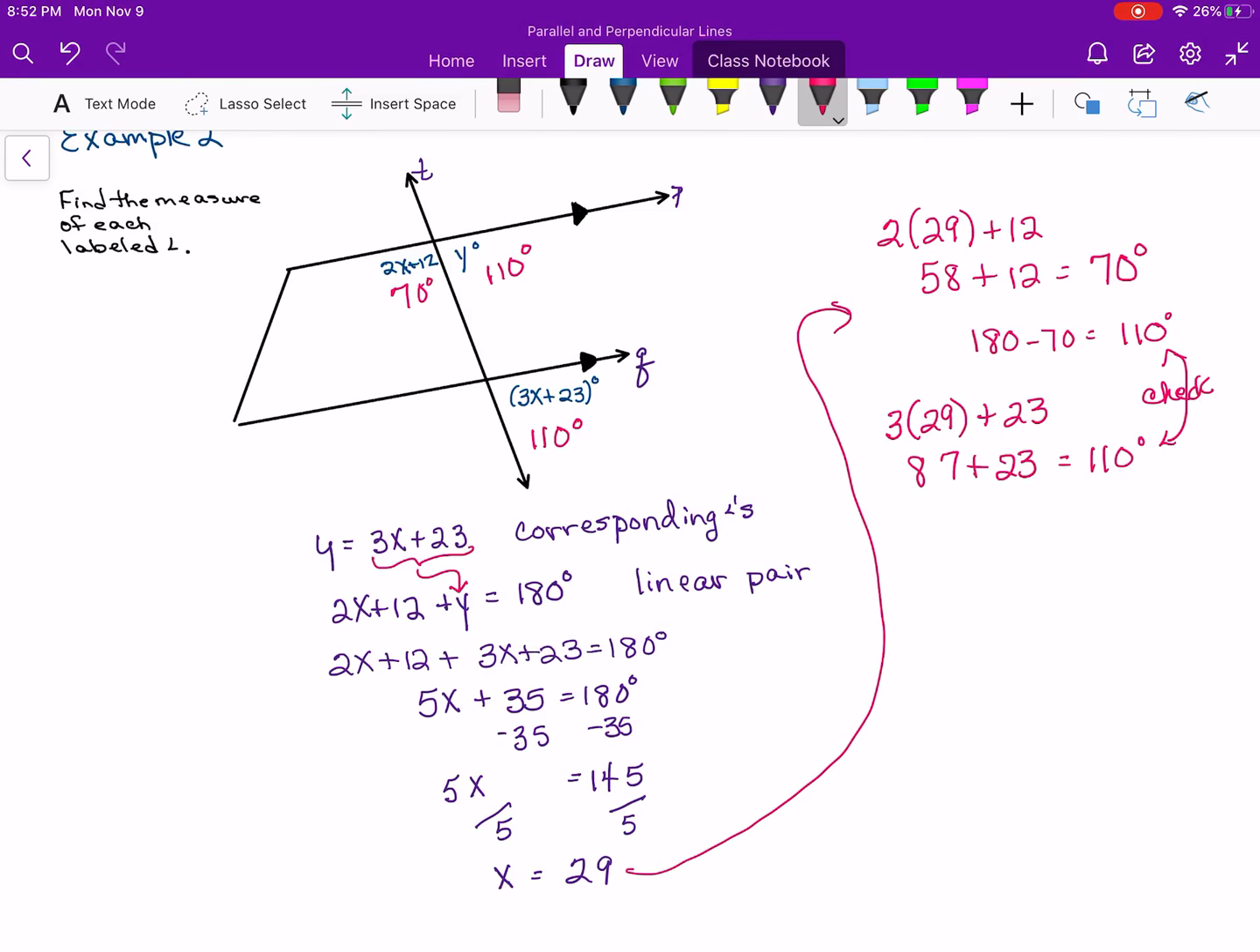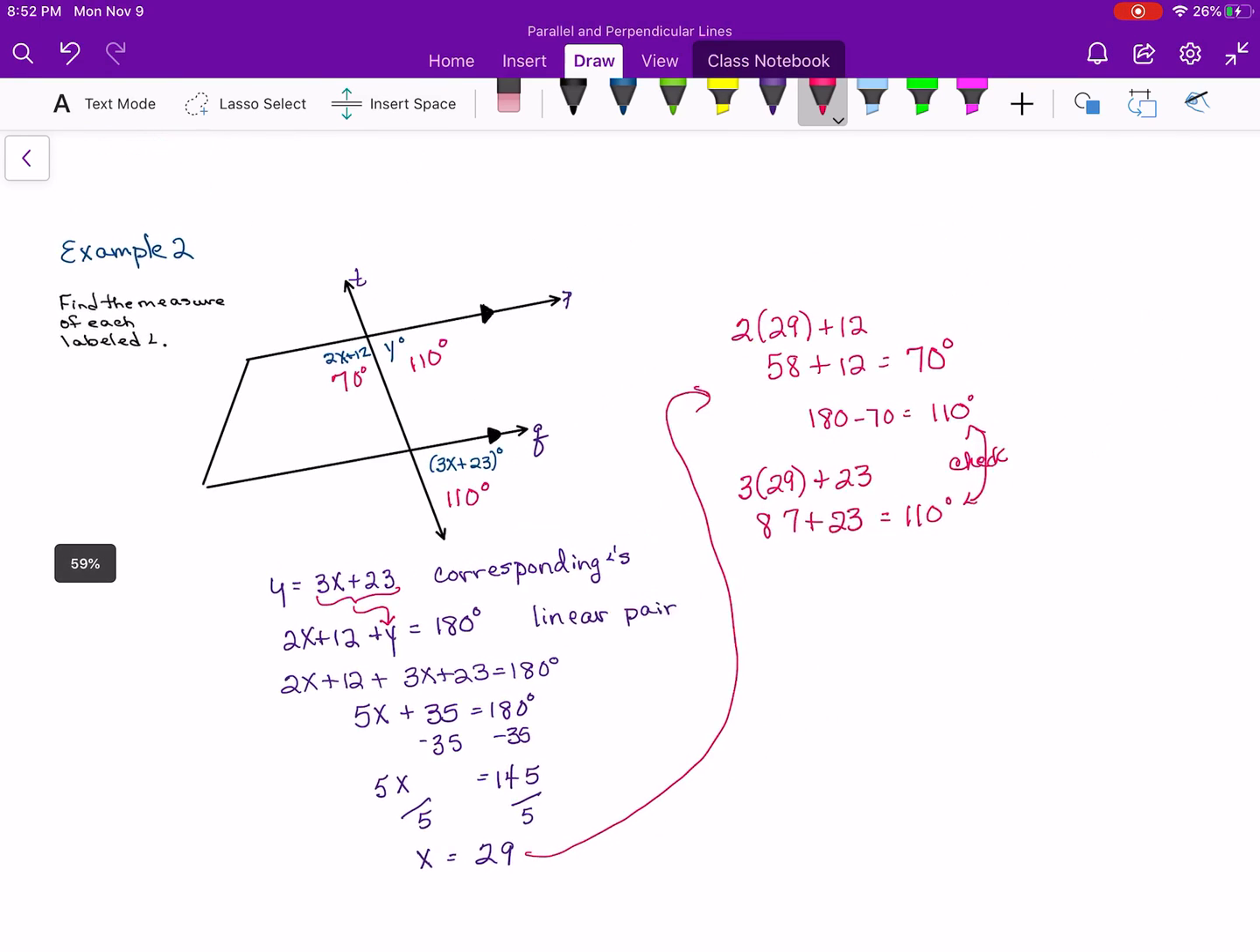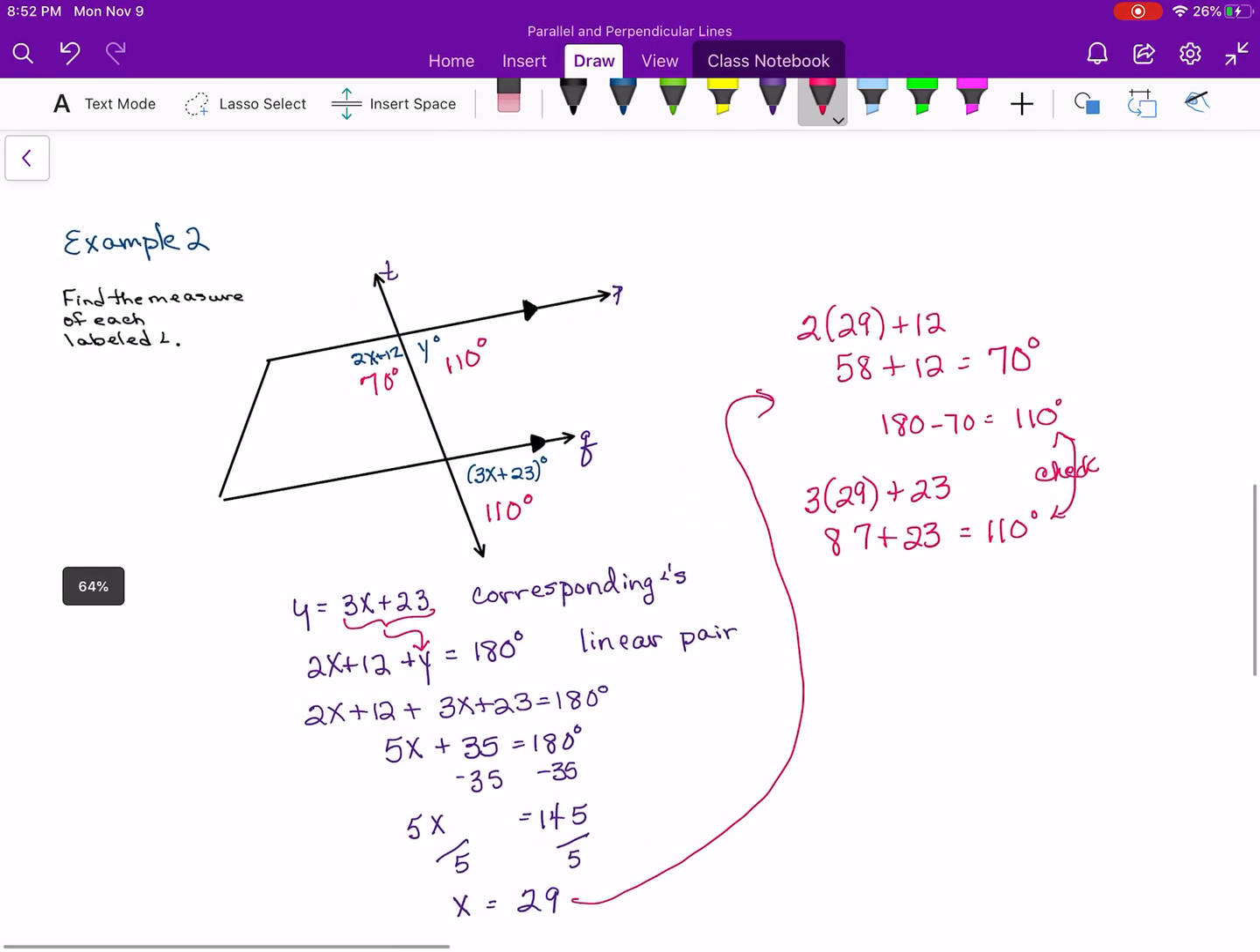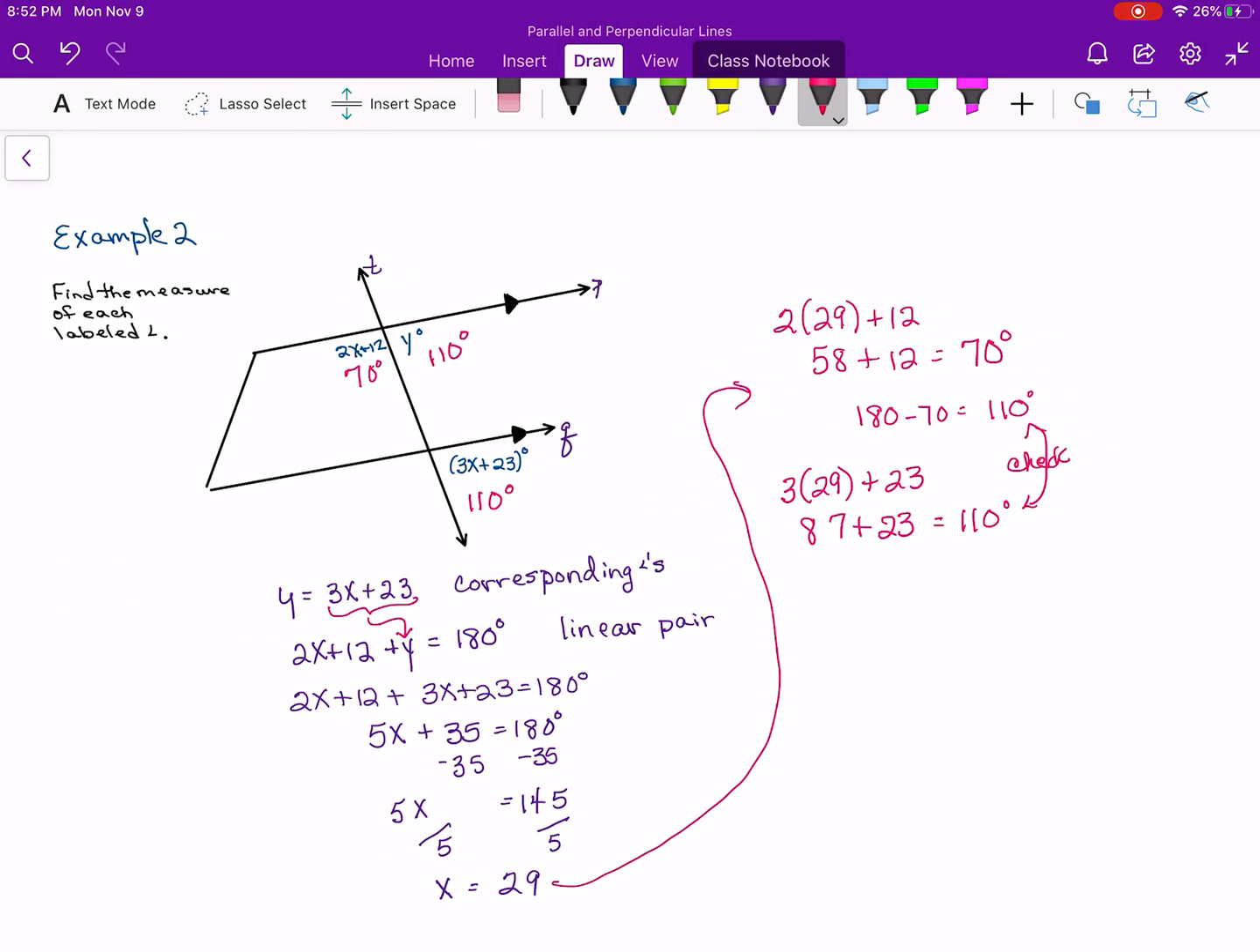All right, that's it for the examples for today. If you look at those theorems, take a look at the examples, I think it will have you set to do the assignment. As always, if you have questions, be sure to email me.